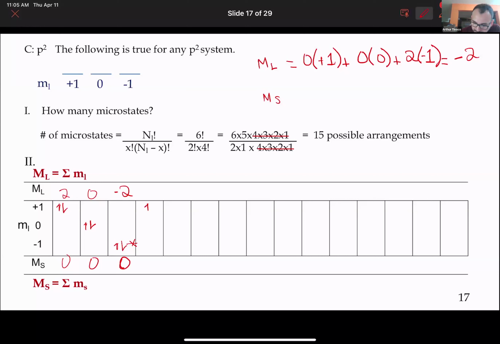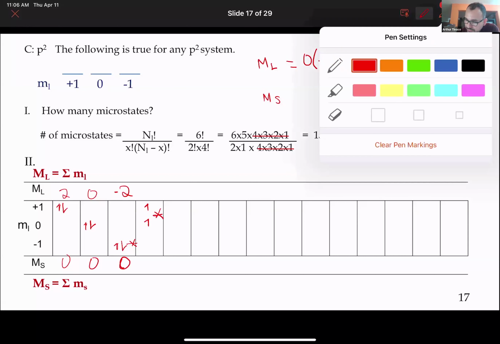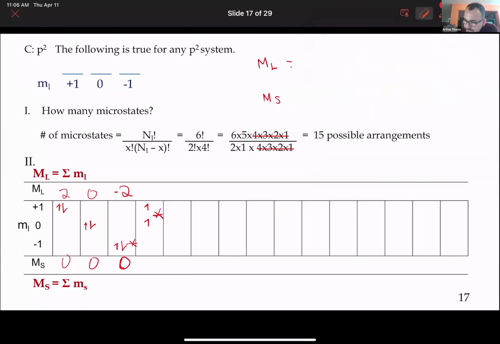The next ones we had were this one and this one here. I'm not going to do them all because otherwise you're going to get super bored. You're probably super bored already, but I just want to give you practice so you can see how it's done. So we're going to do this system right here. You're going to calculate the m sub L. Since they're not paired up, you have 1 in the plus 1, 1 in the 0, and 0 in the -1. What's that going to be in total? That's a value of 1, so that will be a 1 right here.